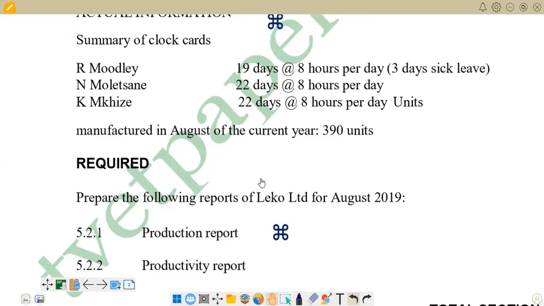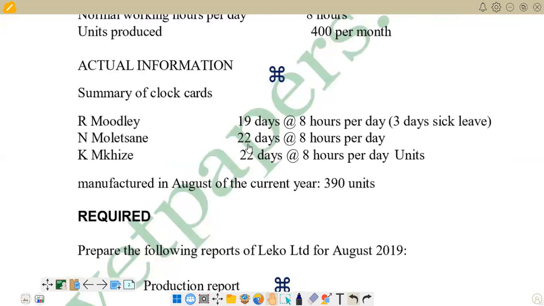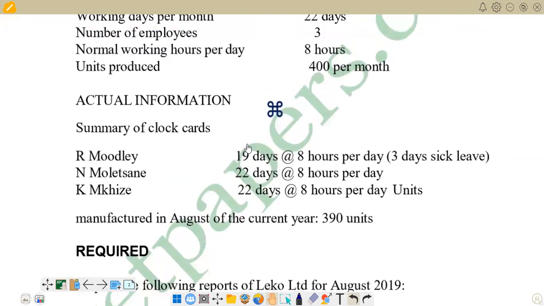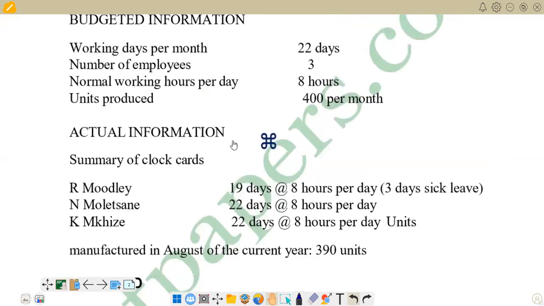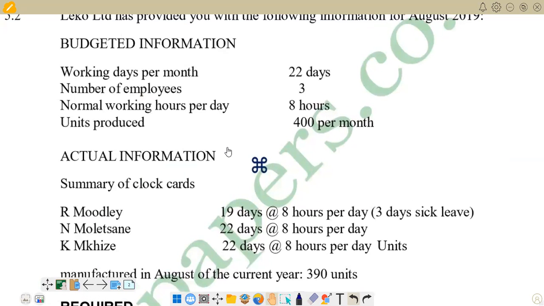On hours, let's start by trying to see the budgeted hours that we have. We are going to compare the total number of hours in terms of budgeted with the actual. On budgeted, we are told that we have 22 days. Number of employees, we have 3, and the normal working hours per day is 8 hours. So what does it mean? We need to calculate the total hours that are here.